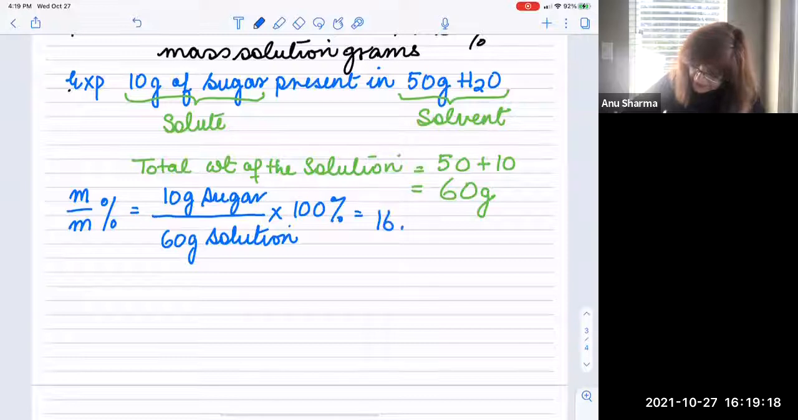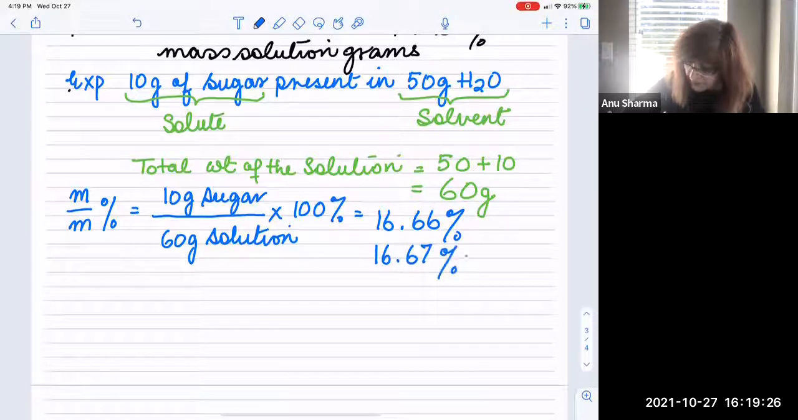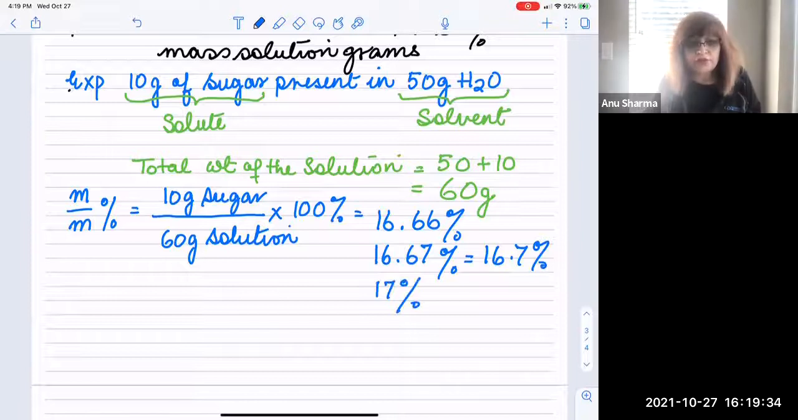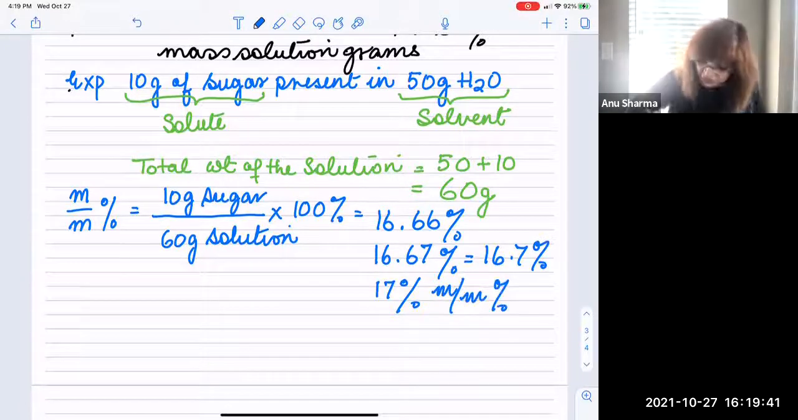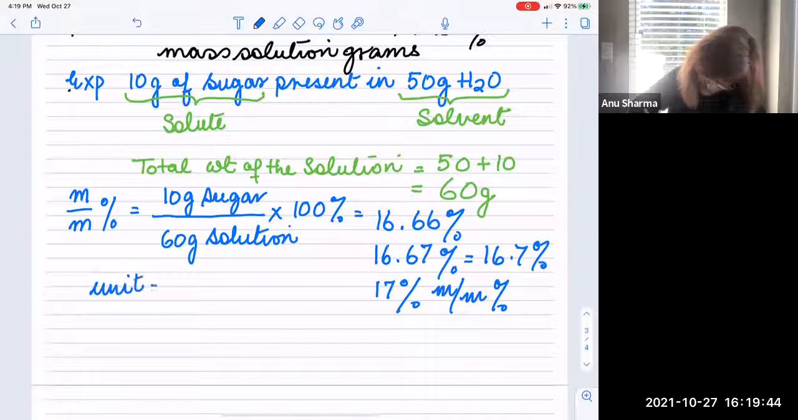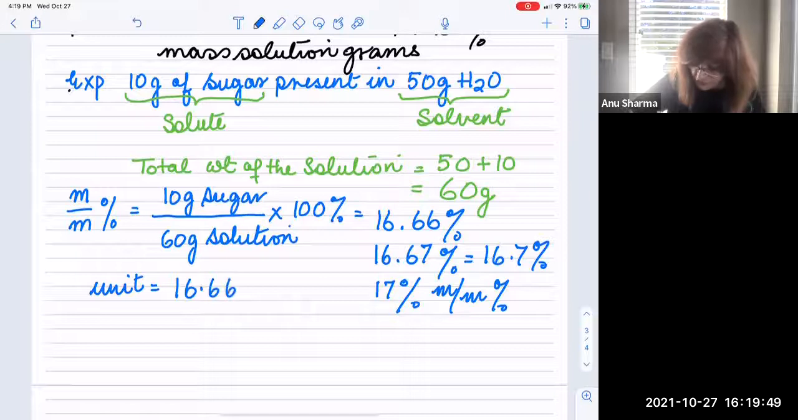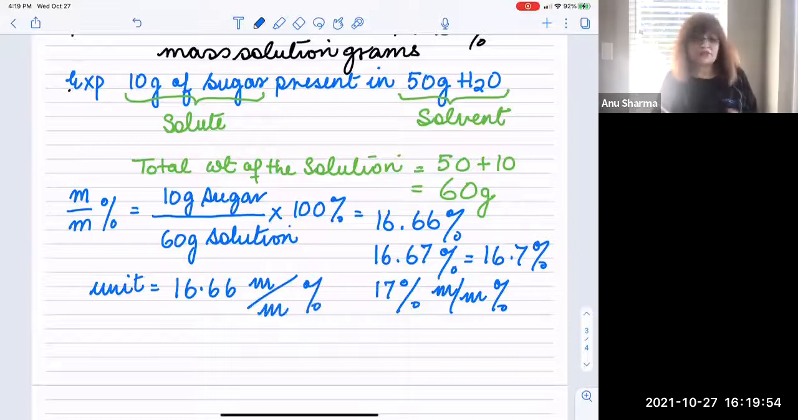So it is 16.66%, and you can say it as 16.67 or 16.7%, and it can also be 17%. It doesn't matter, it could be one of the choices, but it is going to be mass by mass percent. That's the unit. So the unit of this answer is 16.66. I'm going to just keep it like that, 16.66 mass by mass percent. That is what you will write.